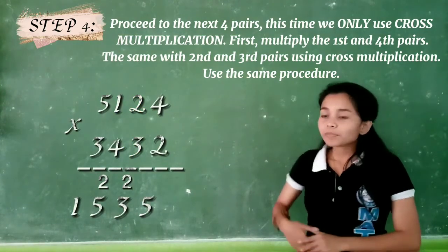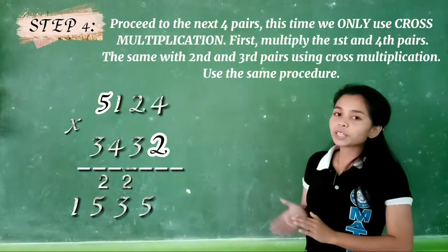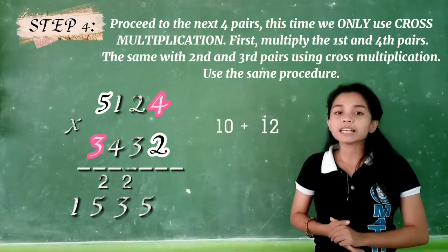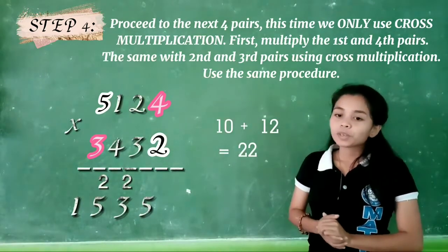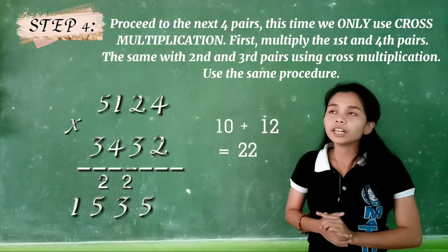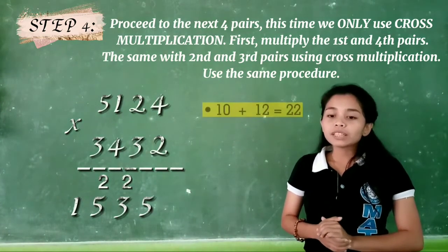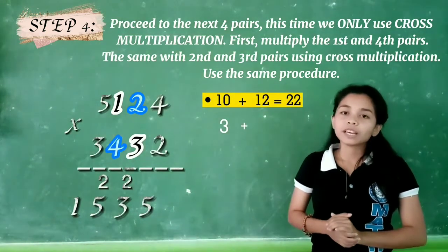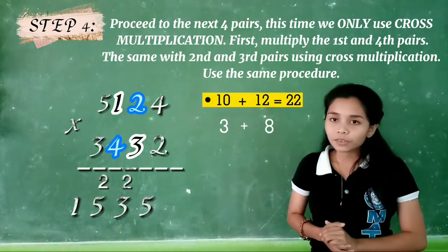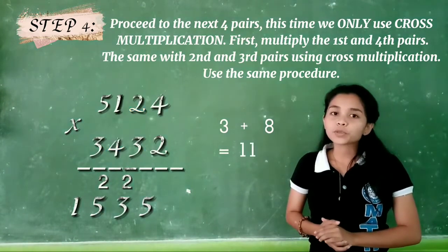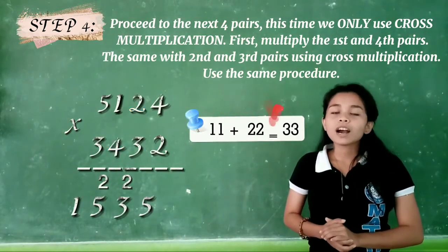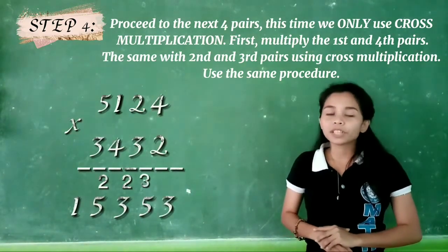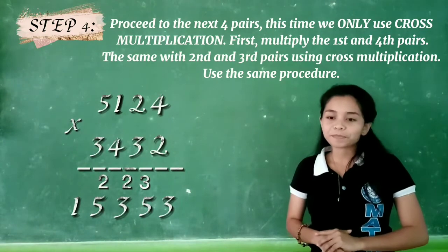Okay, so 5 times 2 is equal to 10. 4 times 3 is equal to 12. So 12 plus 10 is equal to 22. Okay, so let's proceed to the inner pairs. 1 times 3 is equal to 3. 2 times 4 is equal to 8. So 8 plus 3 is equal to 11. So 11 plus 22, now our answer will be 33. So again, bring down the 3 and carry the 3.